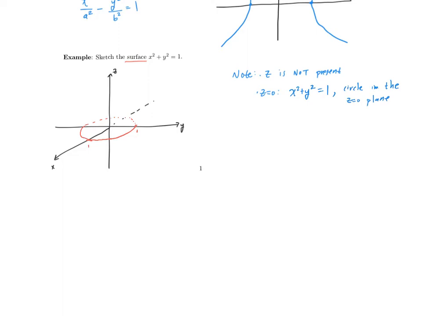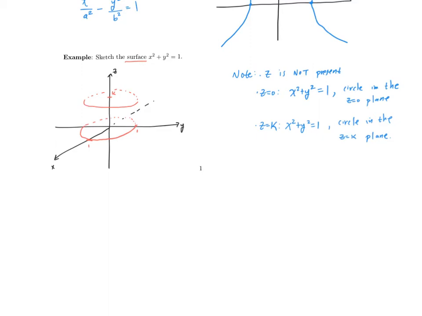So now you say, okay, well, how about a different value of z? Pick your favorite value. Let's call it k. For z equals k, z is not present, so you still get x squared plus y squared equals 1, which is now a circle in the z equals k plane. So if k happened to be a positive quantity, in that z equals k plane, what we have is the circle x squared plus y squared equals 1. So it's the exact copy of the circle we have in the z equals 0 plane. It's now shifted just k units upward.